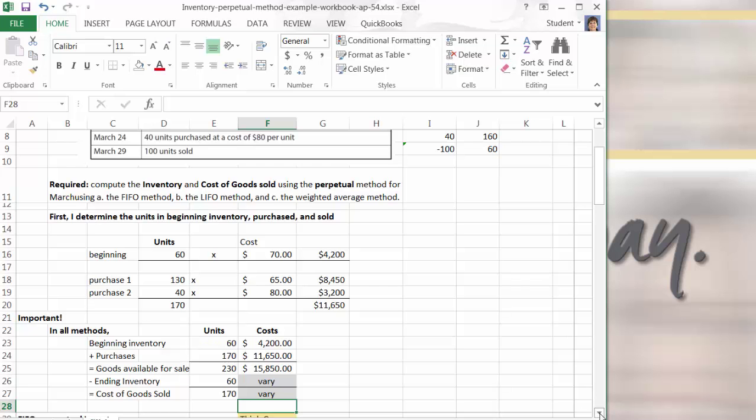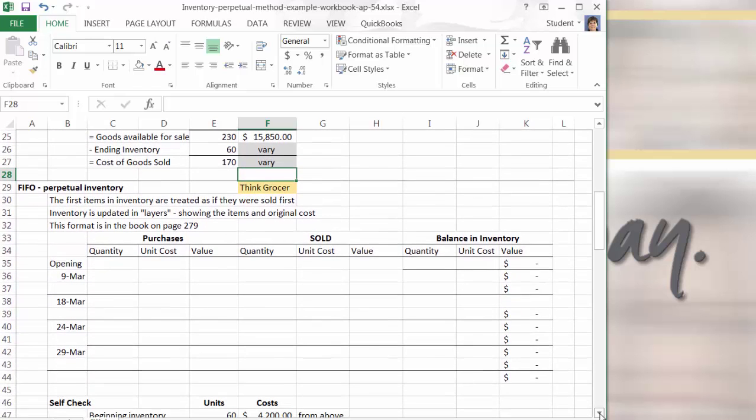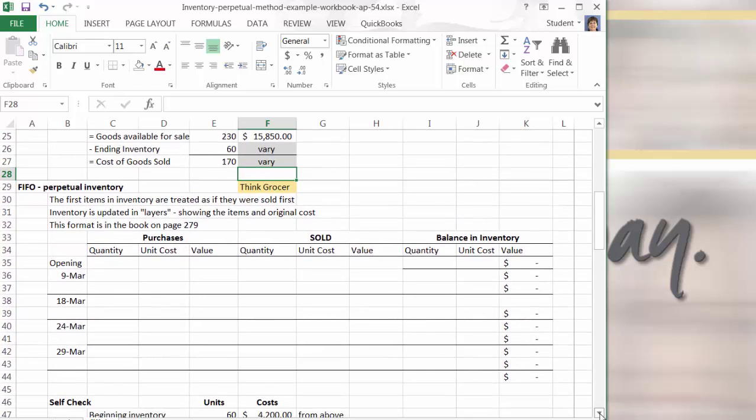Okay, first, let's look at the example using the first in, first out method. Think of a grocer. When a grocer stocks milk, they might have that big cooler, and they probably stock it from the back. In any case, they want the oldest inventory in front so that when you come shopping, you grab the first one, which is the oldest one. In the first in, first out inventory method, the first items in inventory, or the oldest, are treated as if they were sold first. Let's do an example using FIFO.